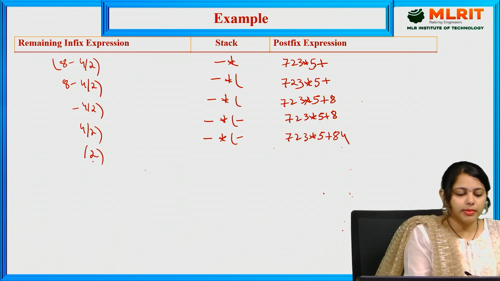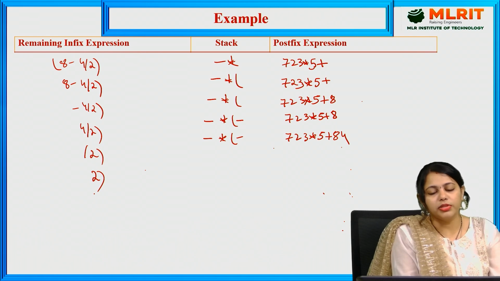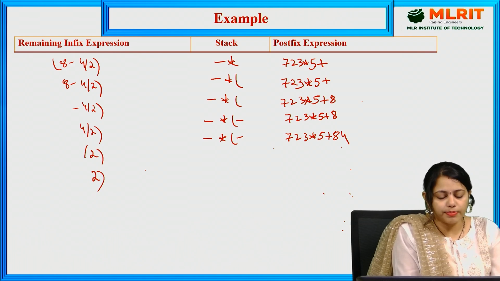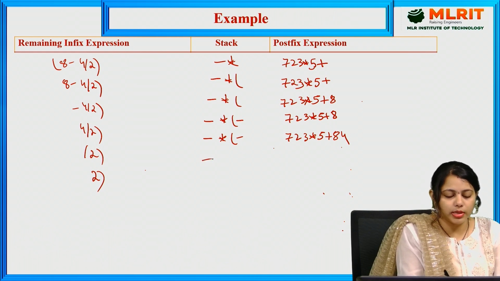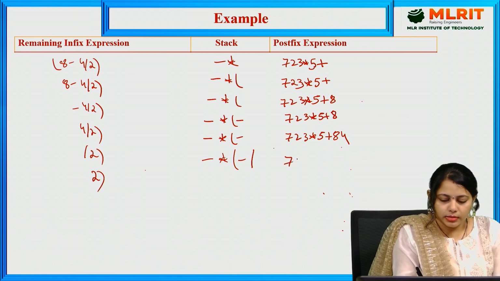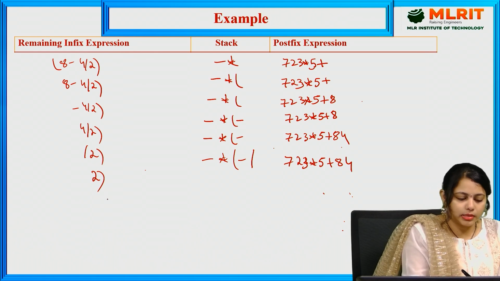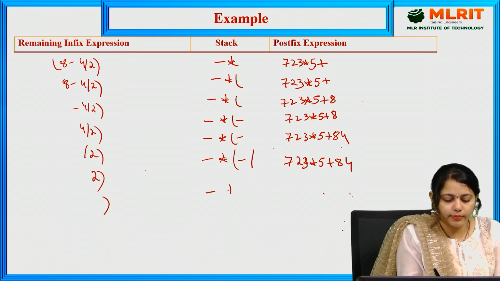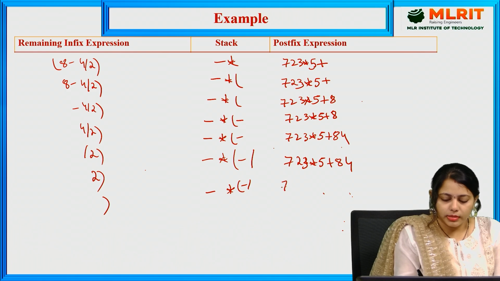Next the incoming symbol is the division symbol. Here again, as per our algorithm, the division symbol has the highest priority when compared to minus. Highest priority means we are going to insert it. So just we are going to insert it. 7 2 3 star 5 plus 8 4. Next is a 2, so we are going to have 7 2 3 star 5 plus 8 4 2.